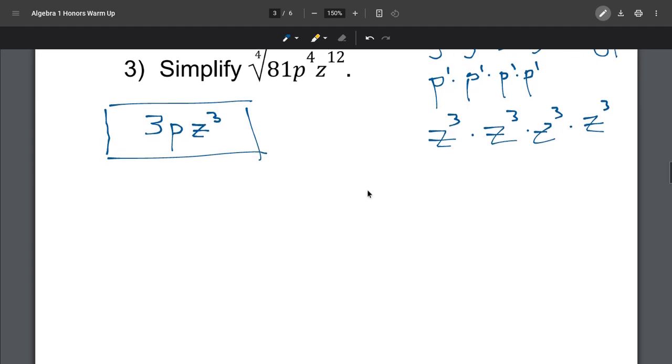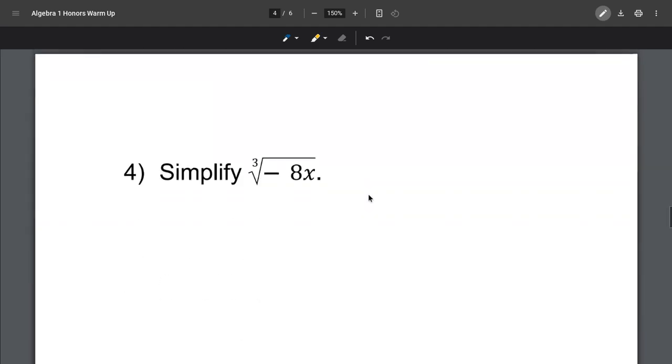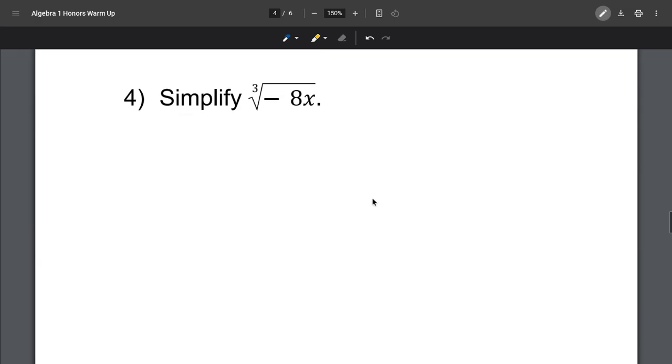All right, let's try problem 4. Okay, we're going to simplify the cube root of negative 8x. So first off, the cube root of negative 8 is negative 2. The reason for that is negative 2 times negative 2 is positive 4, but then multiply by negative 2 again, we get negative 8. And then we have the cube root of x. This is x to the first, so if we're thinking fractional exponents, it's 1 times 1/3, so you still have x to the 1/3, or the cube root of x.